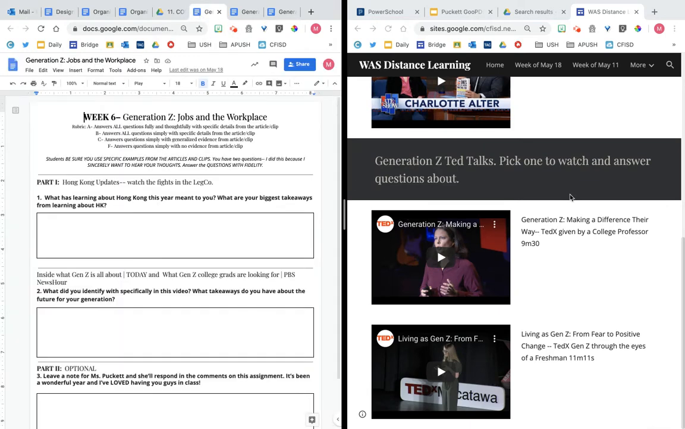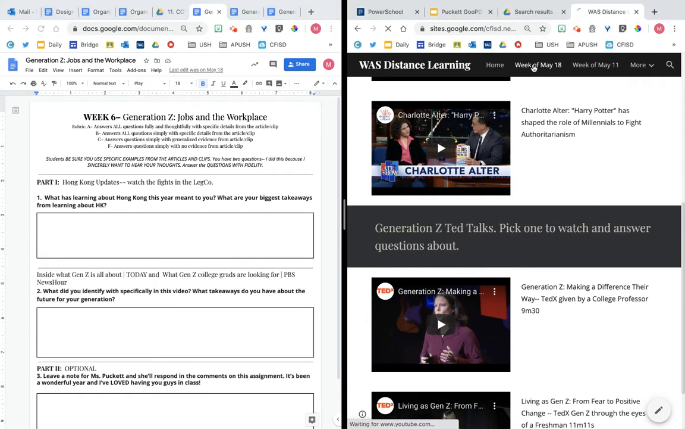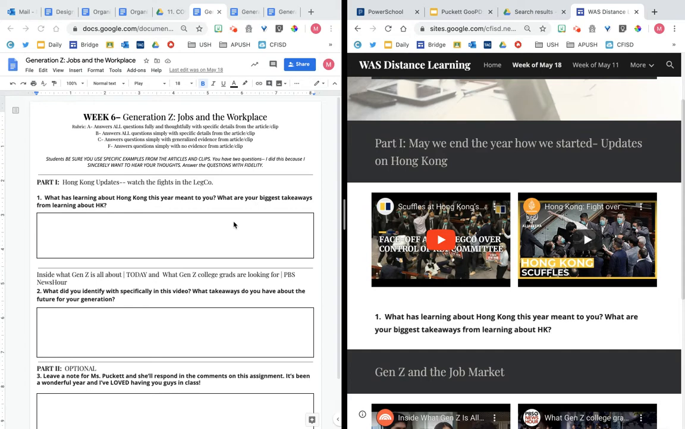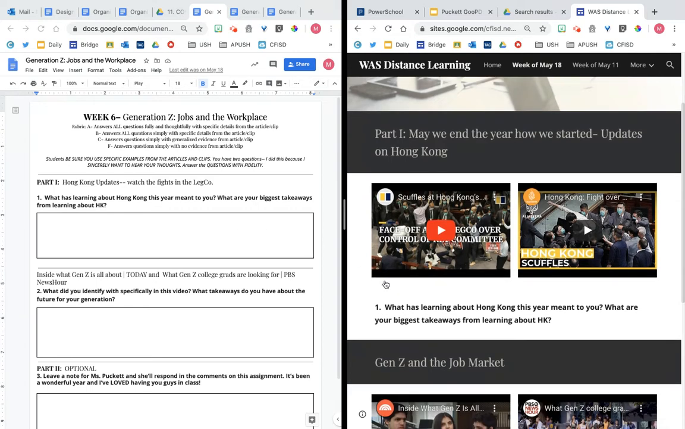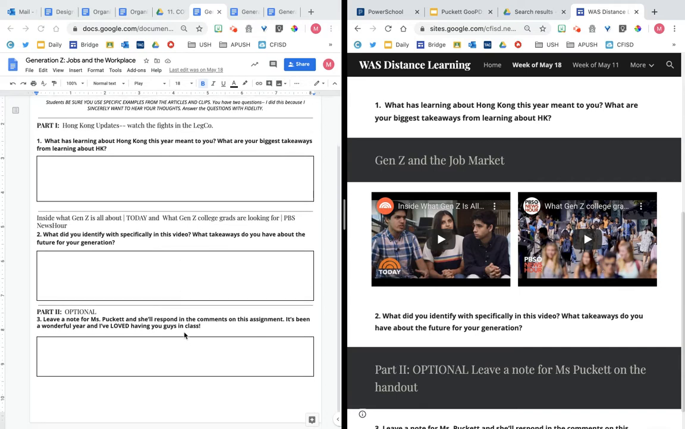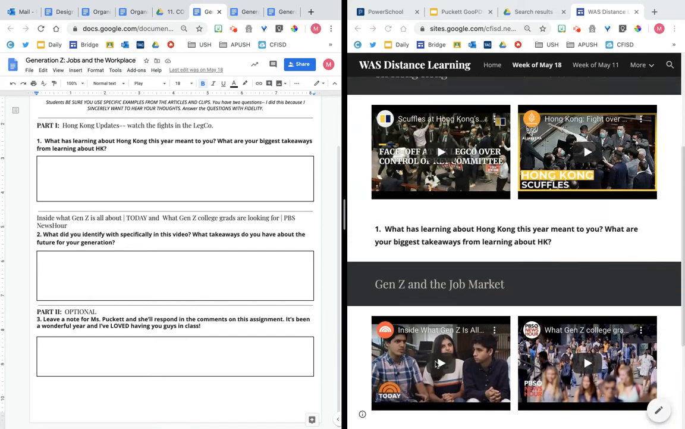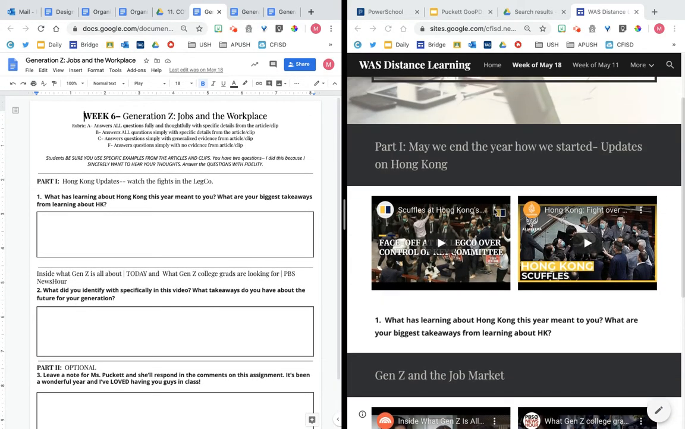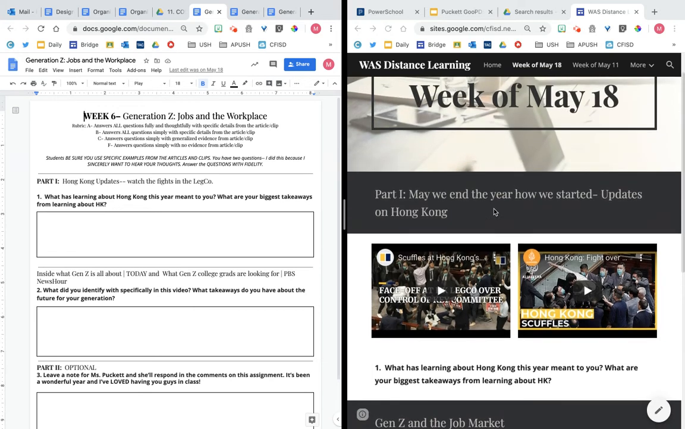In the same way, the final week of May 18th, part one, we had done Hong Kong all year, and so we had our final question about Hong Kong, Gen Z in the job market, and then at the end, just leave a note for me because I miss you guys. And so what I found was by making sure these aligned so easily, my kids could very easily understand what was expected of them.